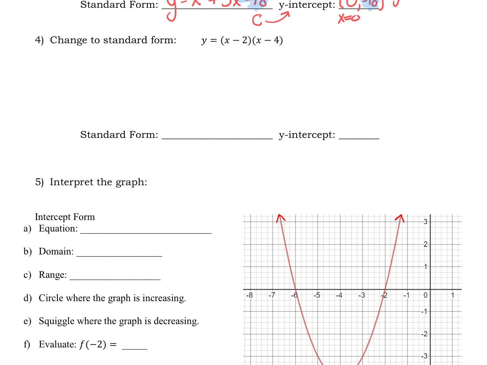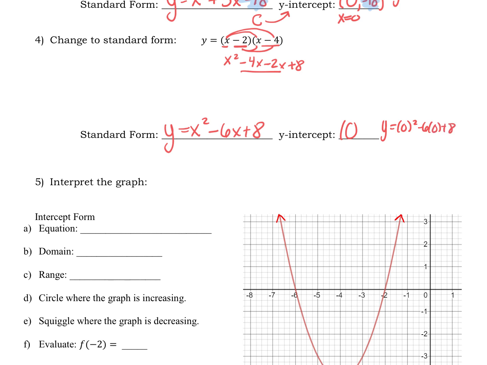Let's try number 4. So again, I'm going to multiply this out. So x times x is x squared. x times negative 4 is negative 4x. Negative 2 times x is negative 2x. Negative 2 times negative 4 is positive 8. Combine negative 4 and negative 2, so I get negative 6x plus 8. Now again, if I plugged in 0, I would get that my y-intercept is 8. And if you notice, that matches the c value again in standard form.